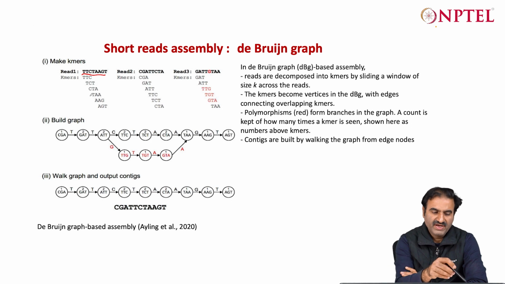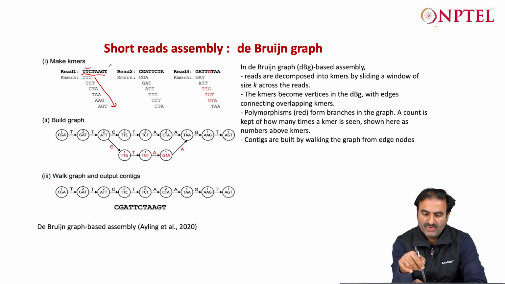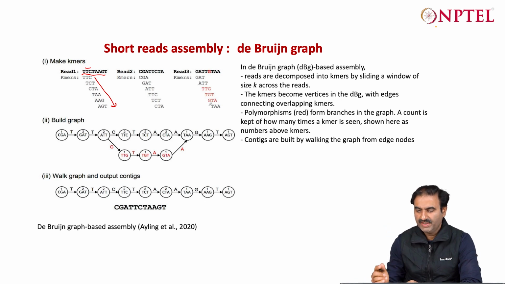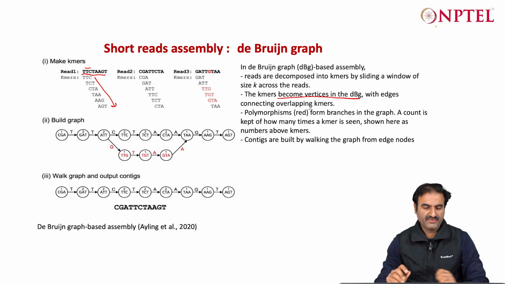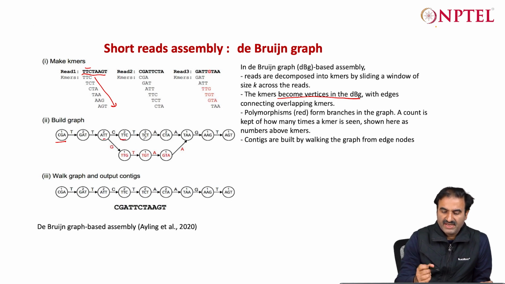Basically from any read, K-mers are derived like this: TTC, TCT, CTT, CTA, TAA, AAG, in an overlapping fashion. From all reads, these K-mers are derived and they are arranged in a graph. The K-mers become vertices in the De Bruijn graph, which are connected with edges by the overlapping K-mers. For example, when we are arranging these K-mers, we will start building the graph. We will see the frequency of CGA, then exceeded by one more, GAT, then ATT, then TTC, and like that we will keep on building.